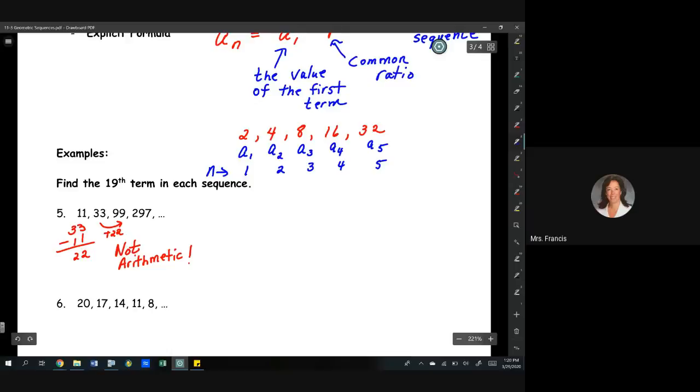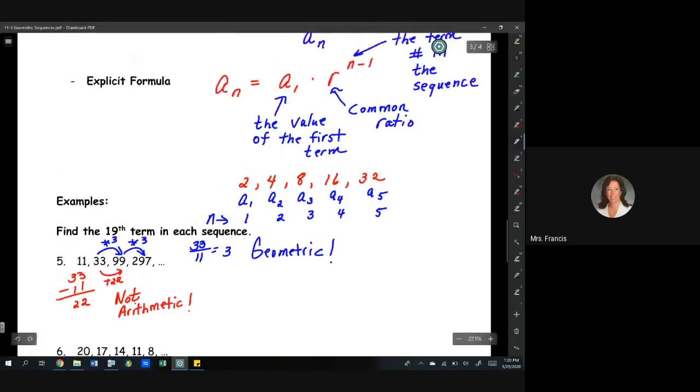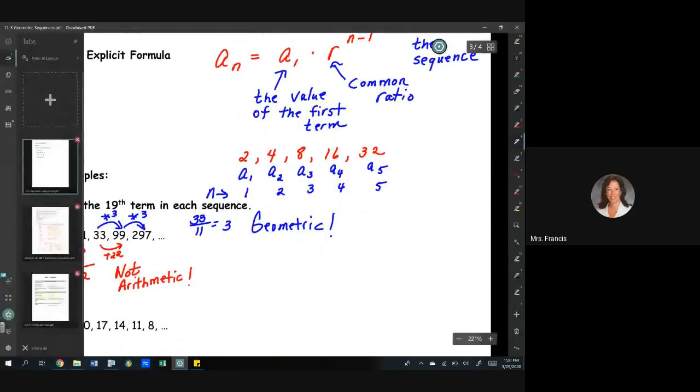So we want to look at the ratio this time. I'm going to do 33 divided by 11 gives me 3. Are we multiplying by 3 to get to the next term and the next term? Yes, we are. All right, so this is a geometric sequence. And because we need the 19th term, we have to use the explicit formula because we don't know the term before. We don't know the 18th term, so we can't use the recursive formula. We're going to use explicit. Now, don't forget, you should have your formula sheet handy.